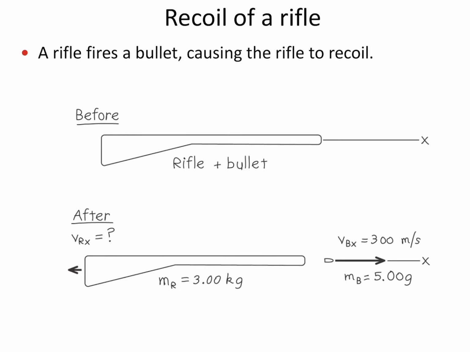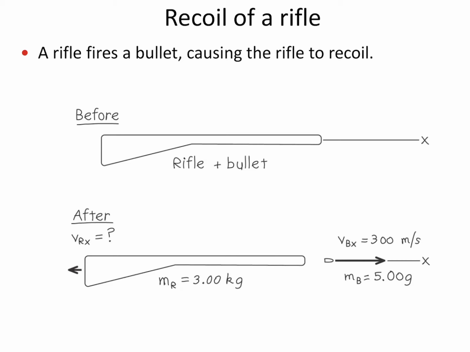So let's see, a rifle shoots a bullet. The mass of the bullet is 5 grams. The mass of the rifle is 3 grams. And the velocity of the bullet is 300 meters per second. What will be the recoil velocity of the rifle?